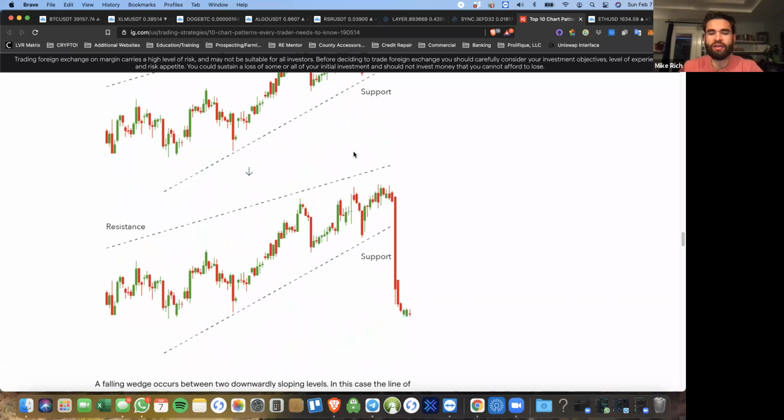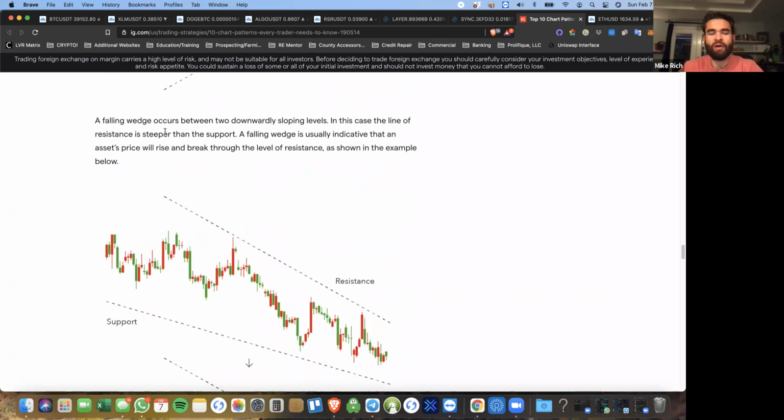See, we're right here, broke out, it retested, you know, we're expecting to go up. A falling wedge occurs between two downwardly sloping levels. Exhibit A, exhibit B. In this case, the line of the resistance is steeper than the support.